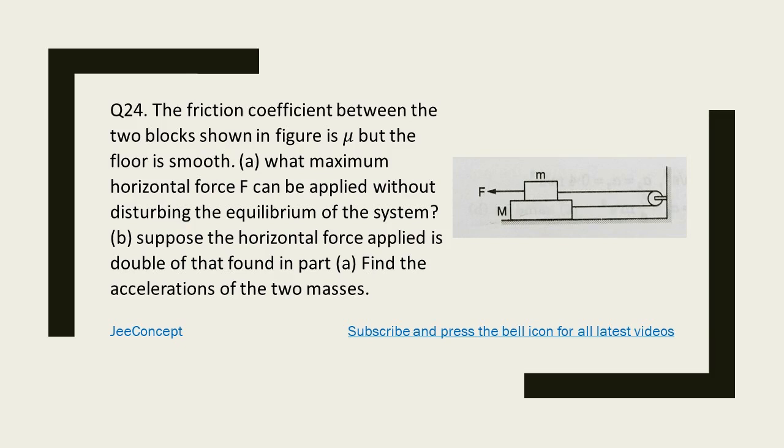The problem statement says, the friction coefficient between the two blocks shown in the figure is mu, but the floor is smooth. A. What maximum horizontal force F can be applied without disturbing the equilibrium of the system? B. Suppose the horizontal force applied is double of that found in part A. Find the acceleration of the two masses.